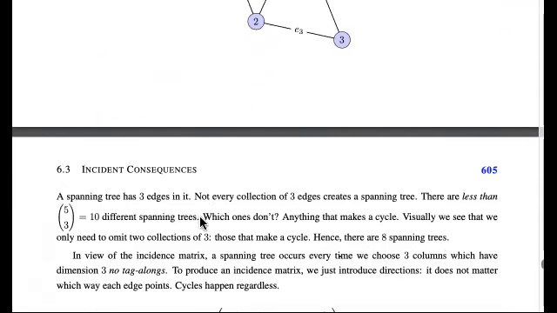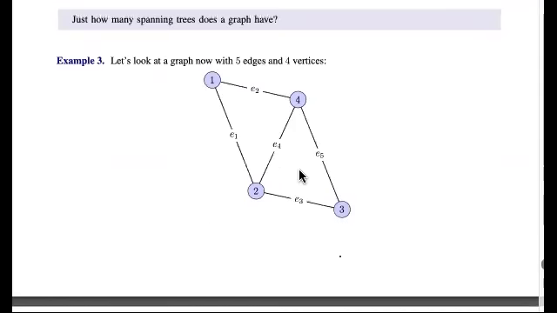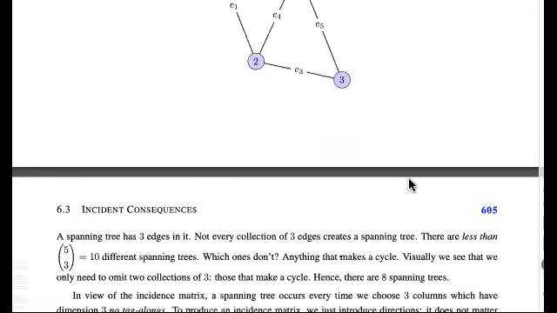A spanning tree has three edges in it. How do we know that? Because it's one less than the number of vertices. And this is a connected graph too, because you can't have a spanning tree in a graph that's not connected. It would be a spanning forest rather, because you have to have things connected in order to have a tree going throughout to begin with. So we're assuming it's connected here.